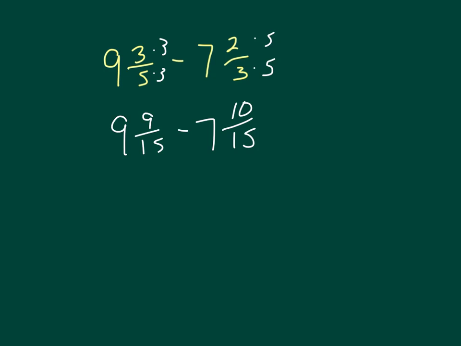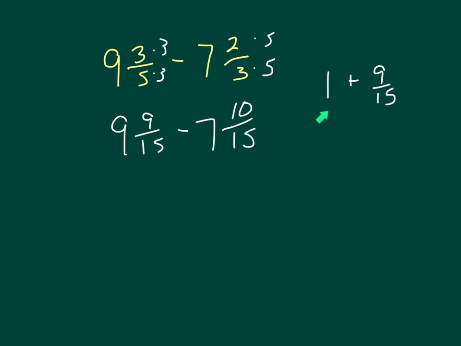Now my denominators are the same, so I can take a look here and I can see I'm going to take 10/15 away from 9/15, but I know that'll give me a negative number. So I'm going to do some regrouping here. So I have 9 wholes here. I want to take one of those wholes and I want to add it in with this 9/15. Now the reason I do that is I want to be able to take 10/15 away from some number that won't give me a negative number.